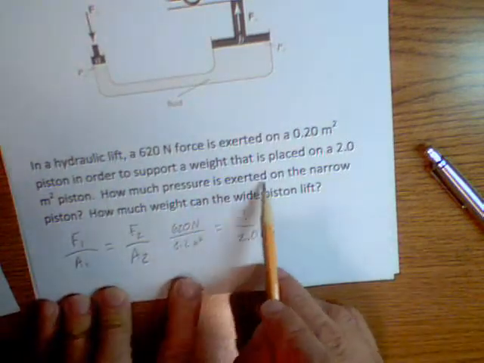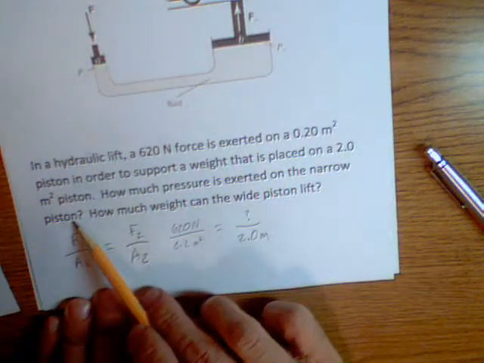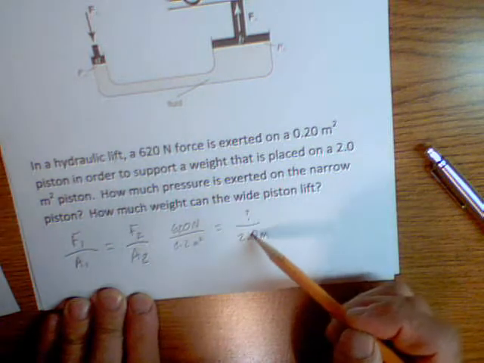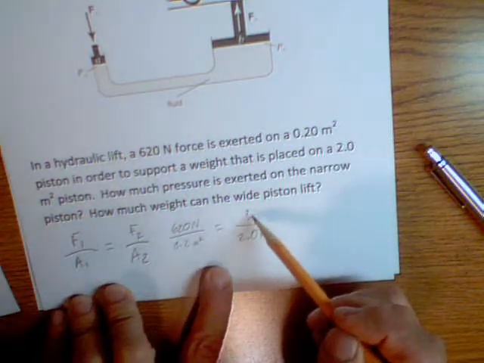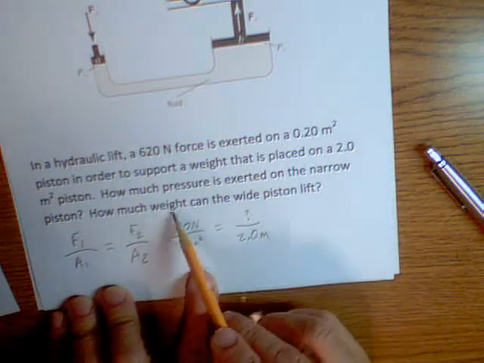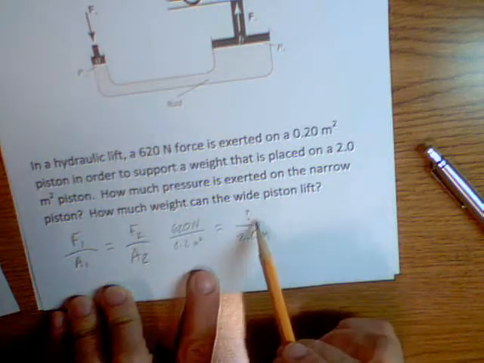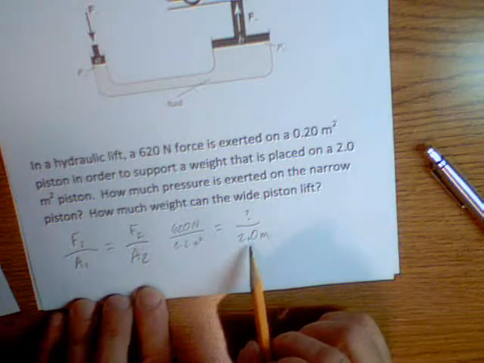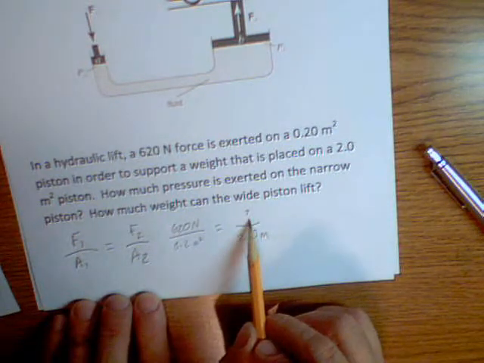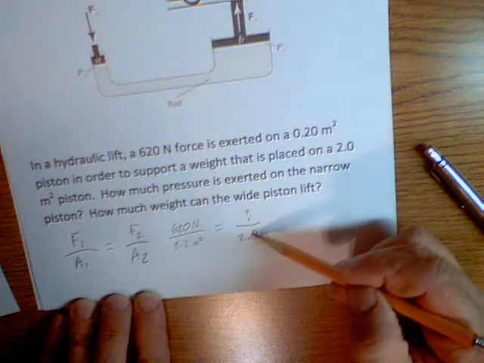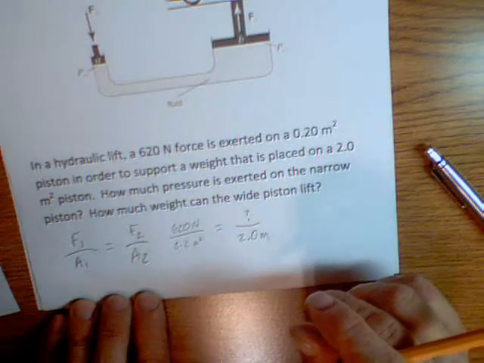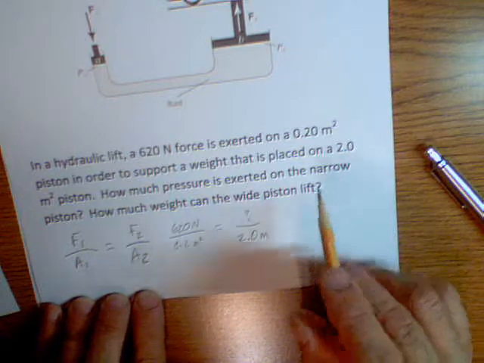Now, how much pressure is exerted on the narrow piston? Well, pressure is force over area. So let's get force first. So how much weight, and that'll be the force, can the piston lift? All right. So what we'll have to do is solve for the question mark, then divide this, and we'll get our area.